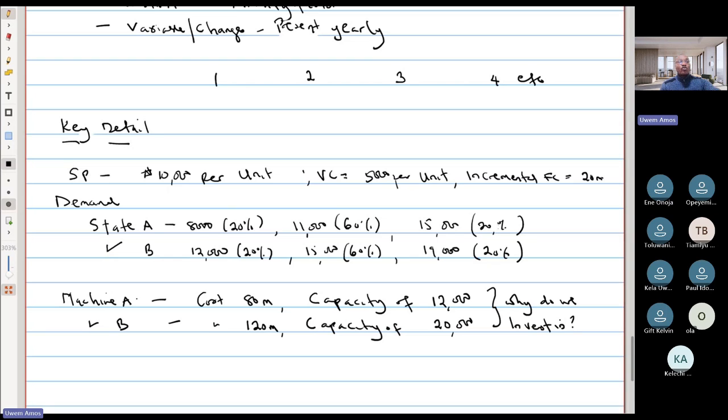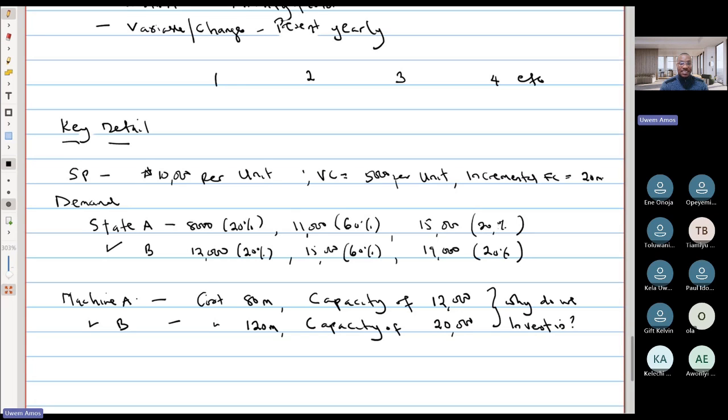Now let's begin by considering machine A. Let's see, if we buy machine A, based on our sales price, our variable cost, and our demand for machine A, what will be our net benefit or profit? And then we compare that with if we purchase machine B. When we make that comparison, we decide which of the two machines we should go for. All right. So guys, pay attention. Let's begin with machine A.